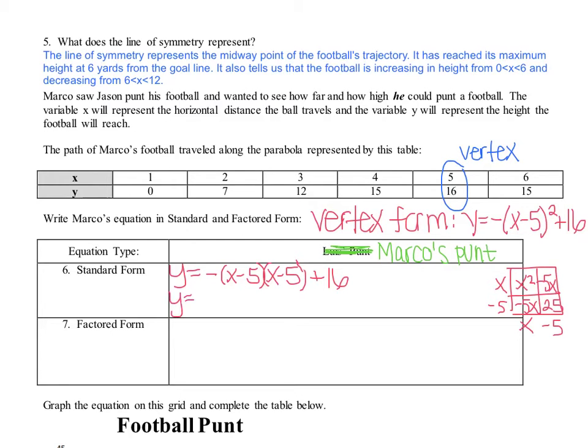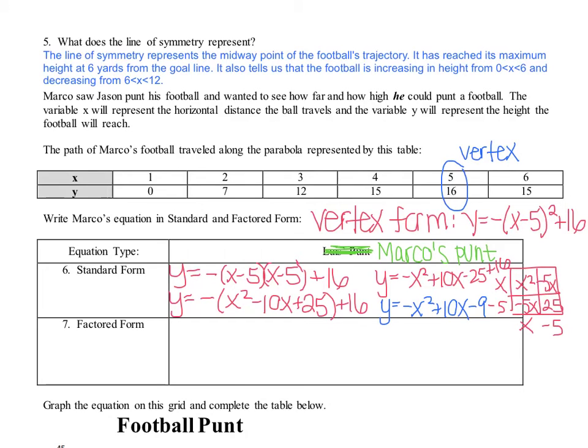So what this is going to simplify into is the negative of (x squared minus 10x plus 25) plus 16. We then need to distribute the negative. So we have y equals negative x squared positive 10x, because I'm multiplying the negative out, and negative 25 plus 16. So my final answer is going to be y equals negative x squared plus 10x, and then I have negative 25 plus 16, which is going to be minus 9. So that is my standard form.